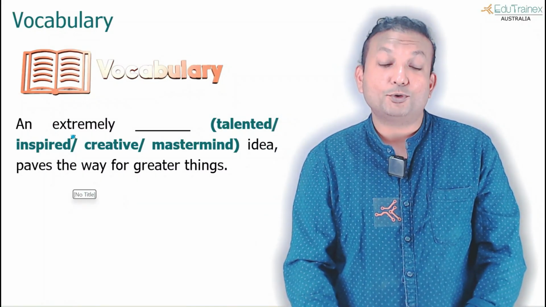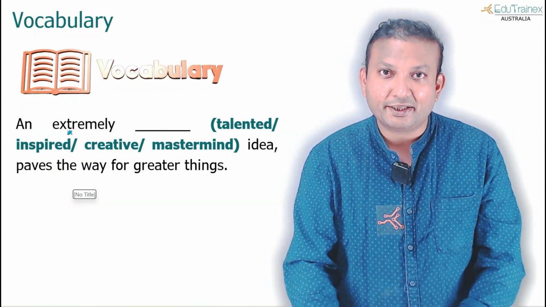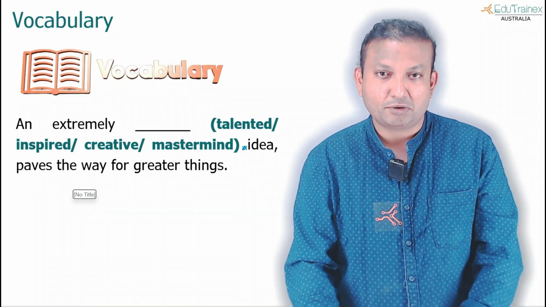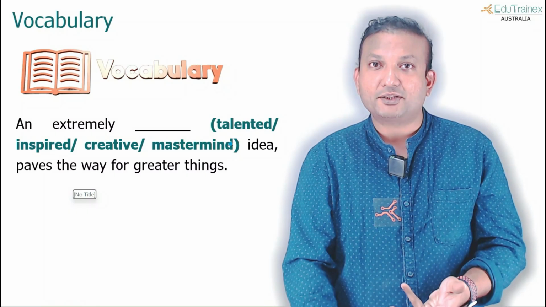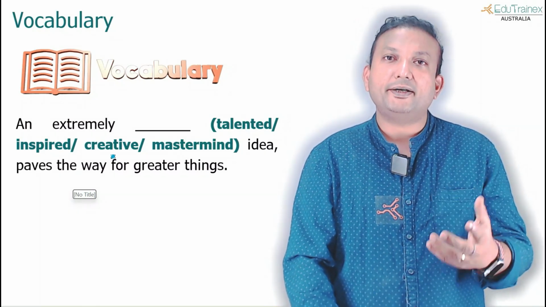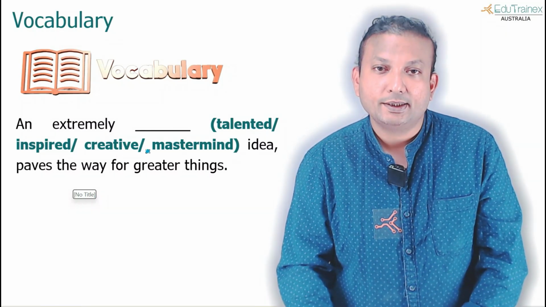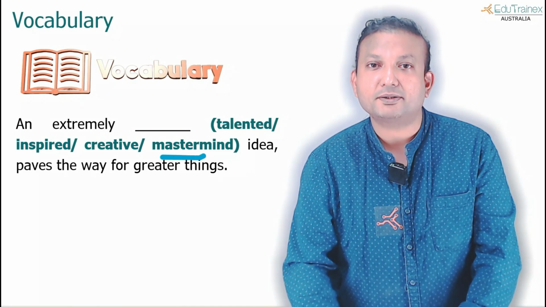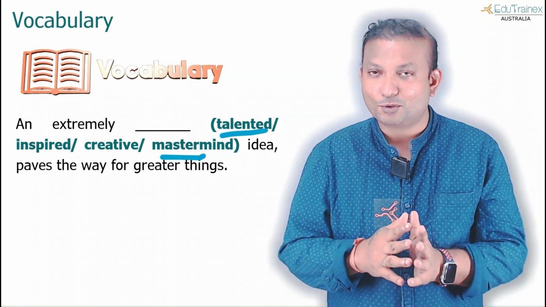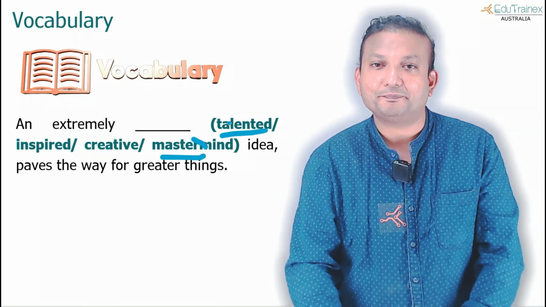Let's see the example. If you don't know the meaning of the words, sometimes it is difficult to solve the questions. That's why vocabulary is also important. An extremely blank idea paves the way for greater things. Now, everything to me is looking like a match. Talented idea, mastermind idea, creative idea, inspired idea. Everything looks to me like an answer. How do I find it? If I understand the words correctly, mastermind, talented, these are used with people most of the time. So idea is not a person. That's why these two will not be the answer here.